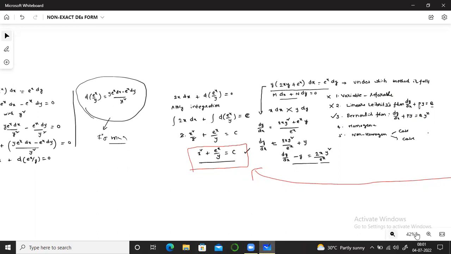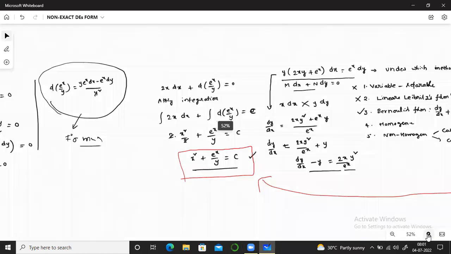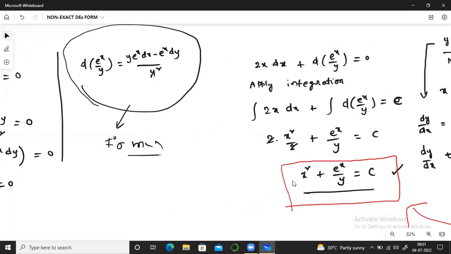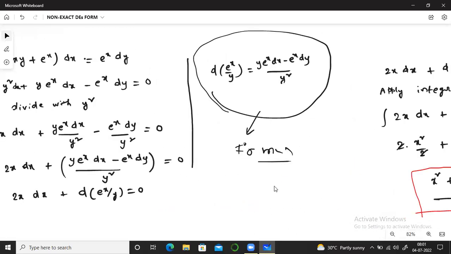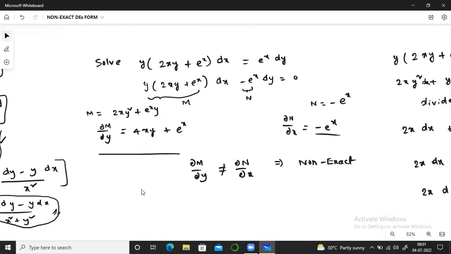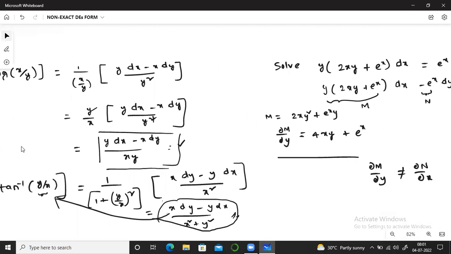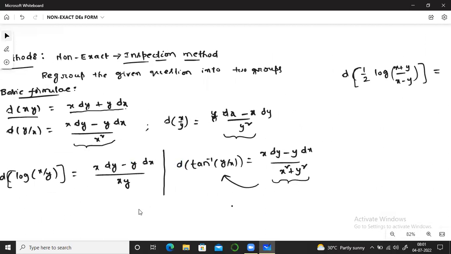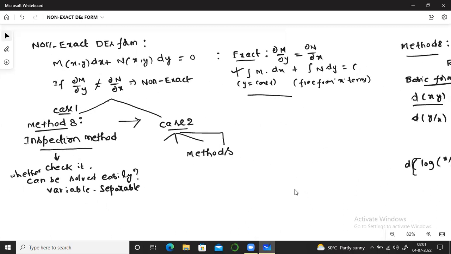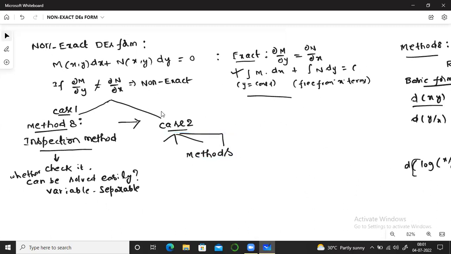So I will show you from the beginning what we have covered today. First, we have taken the simple non-exact differential equation form. It is like M dx plus N dy is equal to 0 form only. What is the condition for non-exact? Dou M over dou y is not equal to dou N by dou x.